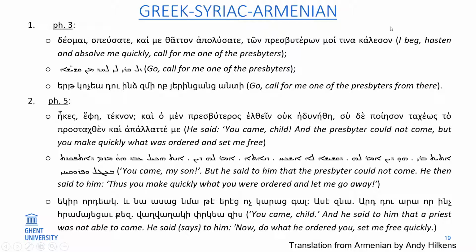And so in the first case, you can see that the Syriac and the Armenian do not have the first part, "I beg, hasten, and absolve me quickly," while in the second case, in Greek, it's Serapion that says that the presbyter could not come, whereas in Syriac and in Armenian it is the grandson, the child, that says to him that the priest was not available to come. So we have a small difference there. Well, actually, the second case is a different interpretation. We have one sentence more, and in both cases, Armenian follows Syriac.